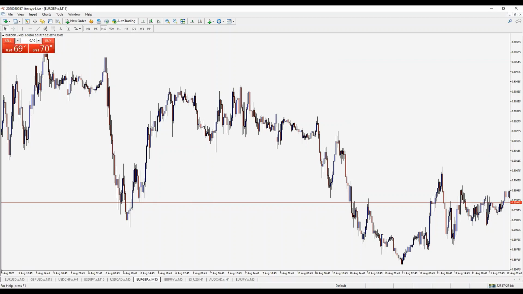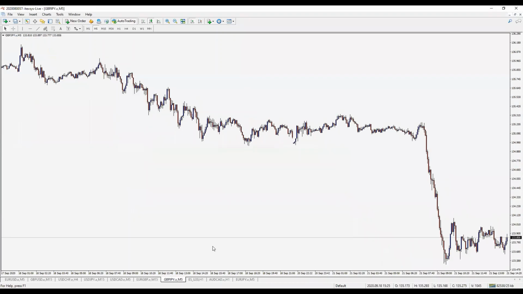Next one, someone asked for GBP against the Canadian. GBP and Loonie. Let's take a look.